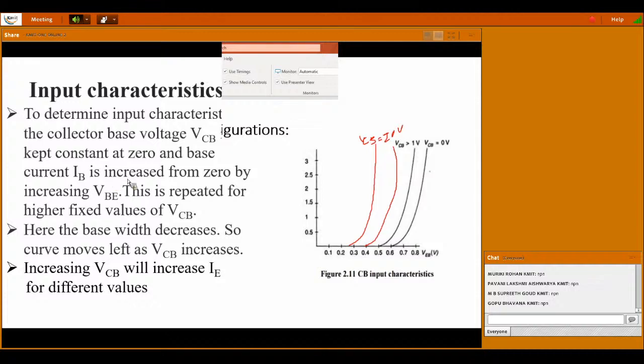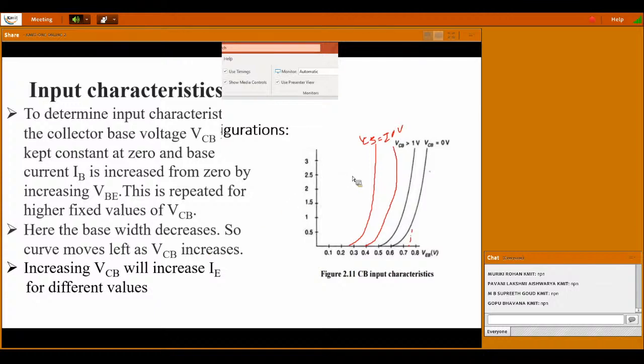So IE is increased for zero base to collector voltage. If I gradually increase the base to collector voltage, I have to increase my base to emitter voltage from zero to the maximum, but my junction voltage must be equal to 0.7 volts. The base width will decrease, so the curve moves left as VCB increases.